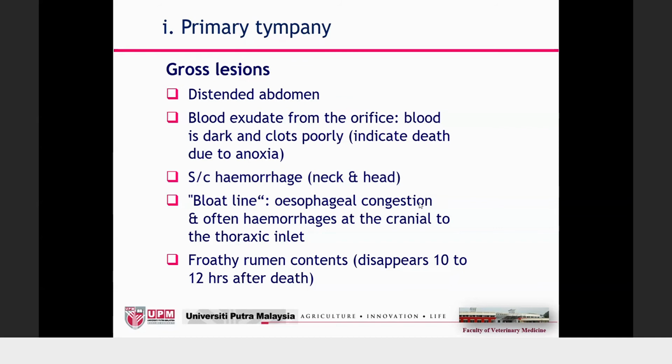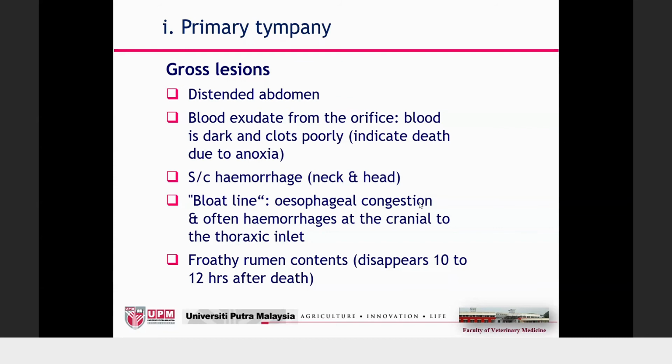Similarly, if you are lucky enough, you might see what we call the blood line. It's an area of congestion and often hemorrhage cranial to the thoracic inlet. If you look at the thoracic inlet, there will be a formation of this blood line. But unfortunately, this blood line sometimes disappears with time. So if you're lucky enough, you can see that as a criteria.